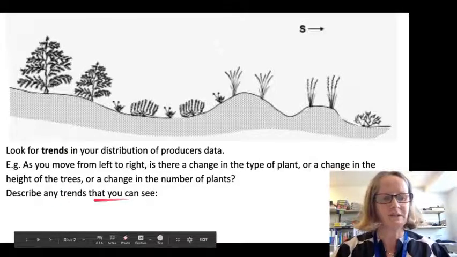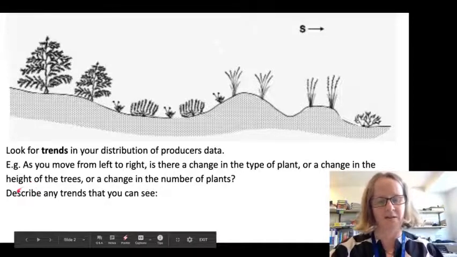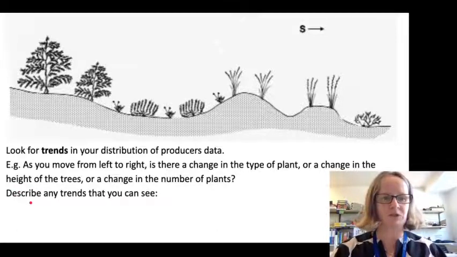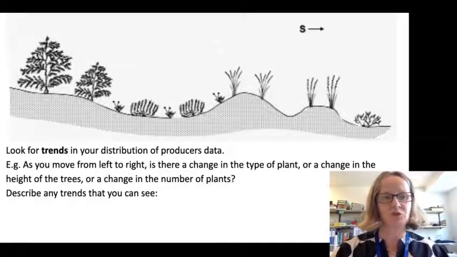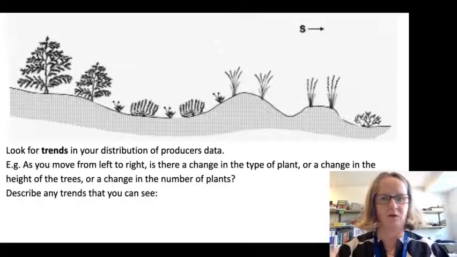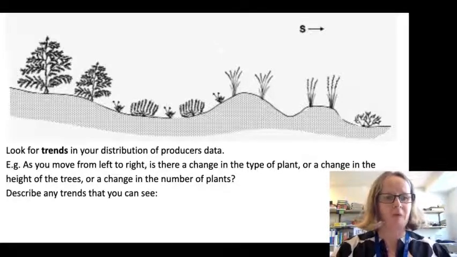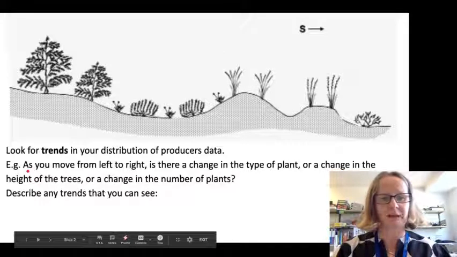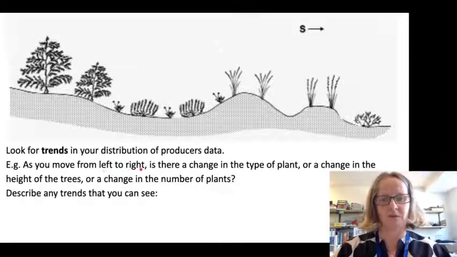First of all, the word describe does not require you to explain the trends. It just requires you to use descriptive language to show what is where on your diagram. And what we're going to look at is, as you move from left to right on your diagram, are there any changes that you can write about? So is there a change in the type of plant or height of trees or the number of plants?